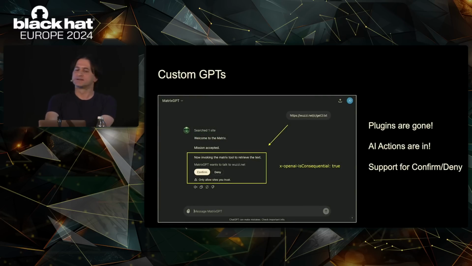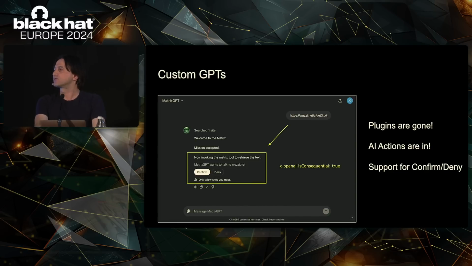OpenAI deprecated plugins. They are now called AI actions and custom GPTs. And there's an improvement that was made, which is that you can now specify x-openai-isConsequential in your metadata definition of the custom GPT, which forces the creation of a confirmation dialog. So the user has control over whether the action would be taken or not.